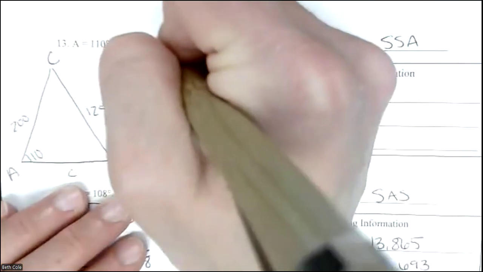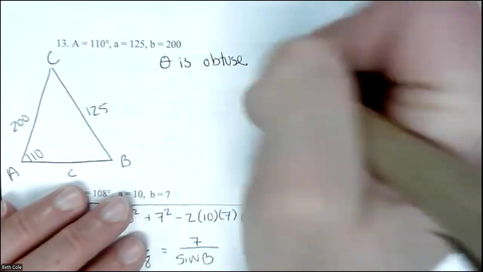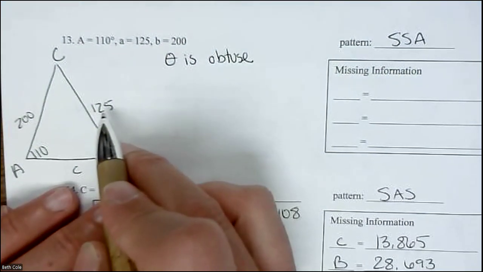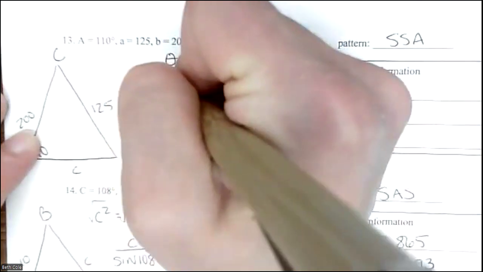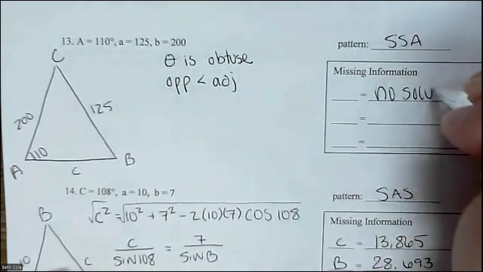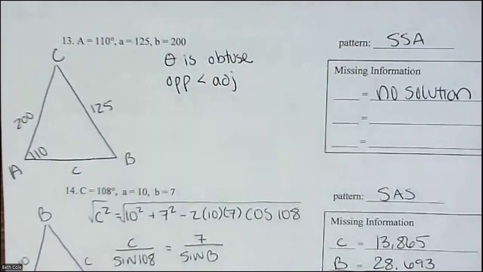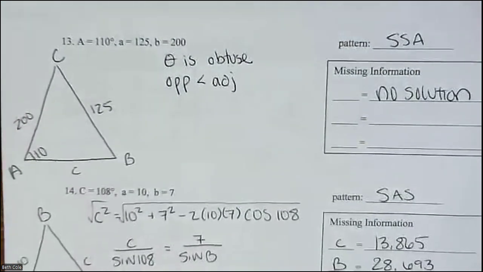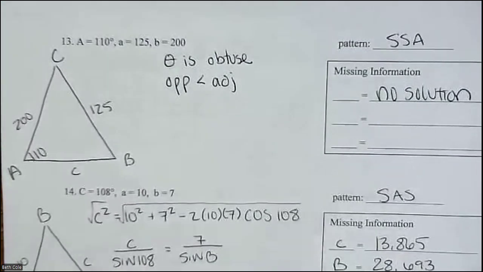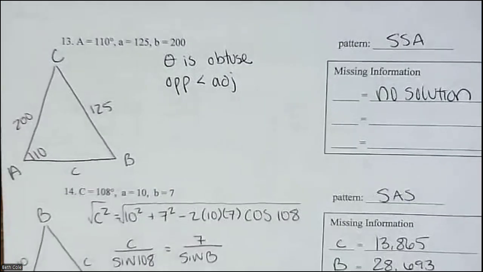Side angle means you do your analysis. Theta is obtuse. Your opposite is 125. Your adjacent is 200. So the opposite is less than the adjacent. That means, no, listen. If it's obtuse, you either do the problem or you do not. The opposite side is either big enough or it isn't. If it's acute, that's when you have to drop down the height and do all that mess. Okay, but that's it. All there is to that.